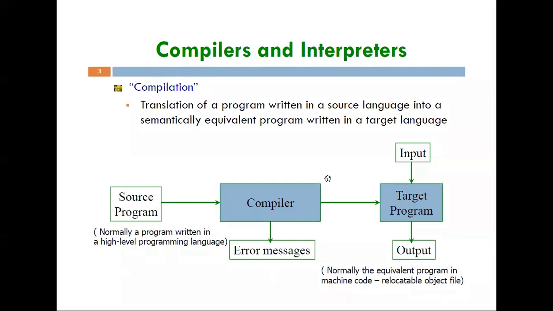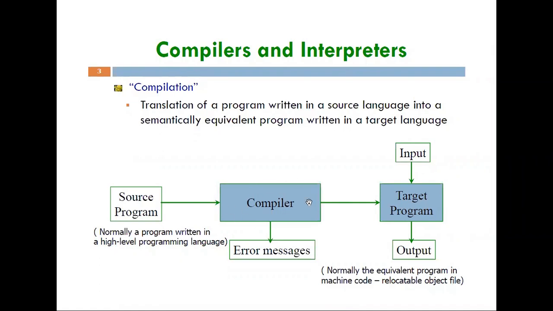Now you can see the pictorial representation of a compiler. So what are the other components involved in the process of compilation? First, we need a source program. So what is a source program? Normally a program written in a high level programming language. Then the compiler converts the source program into the target program.